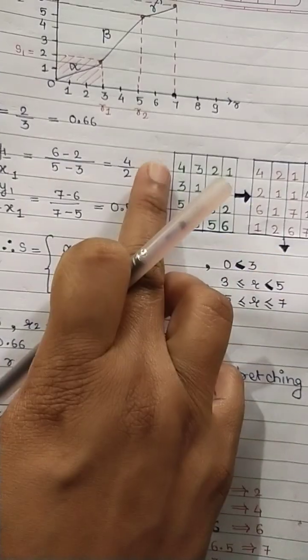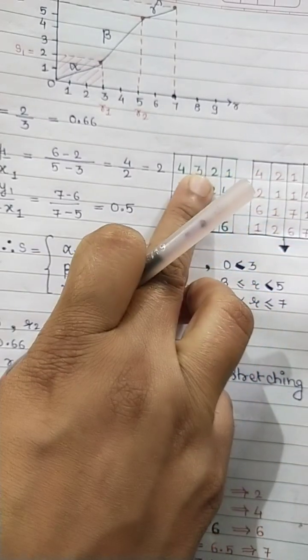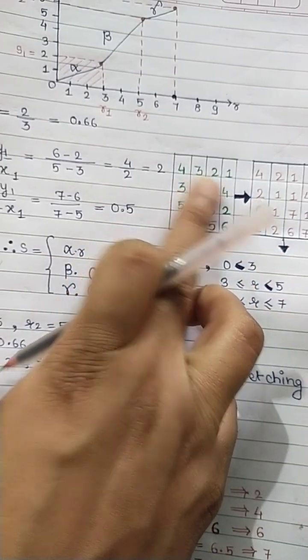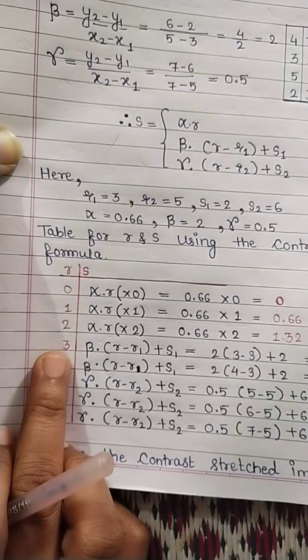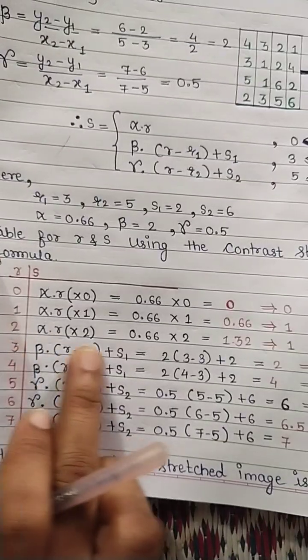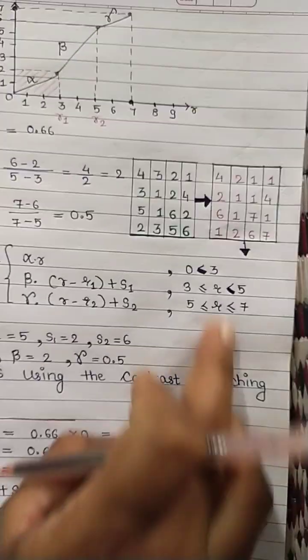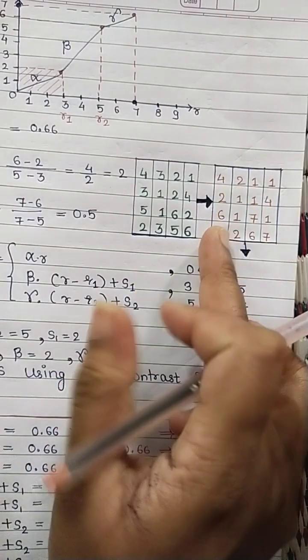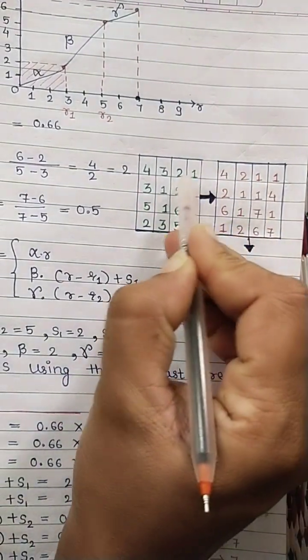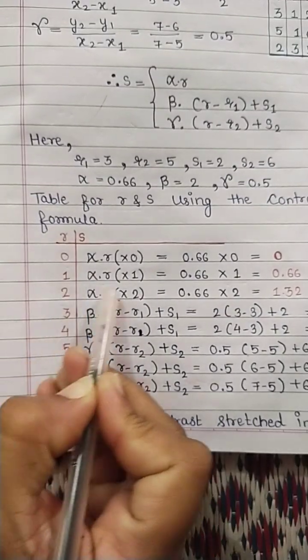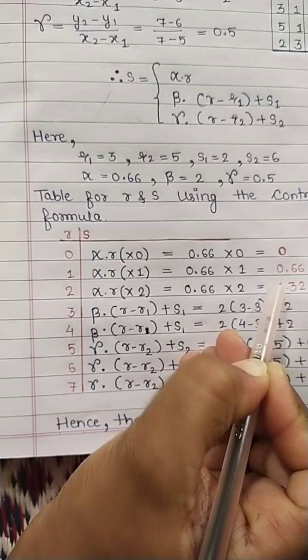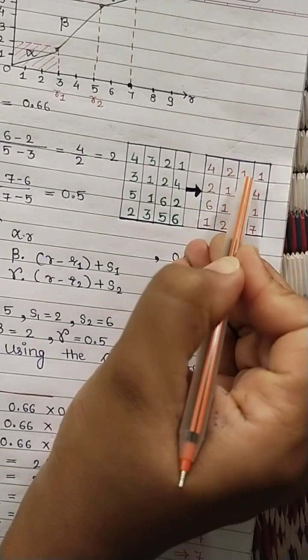So just replace this 4 by 4. Now when the value of pixel is 3, means the value of R is 3, then the output is what? 2. So I have just replaced this with 2. Similarly, when the value of pixel or R is 2, the output is 1. So I have placed 1 there.